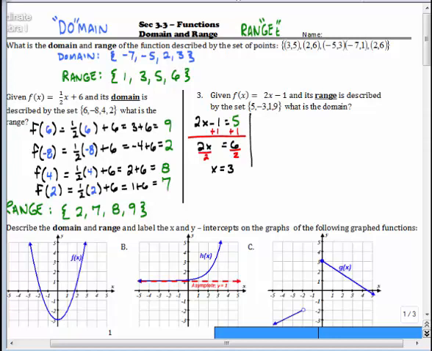Let's try that again with the next element of the range. So again, we want 2x minus 1 this time to be equal to -3. Again, we just go through and carefully solve for that. You can do that by adding 1 to both sides first, which would leave us with 2x equals -2. And then divide both sides by 2. And we find that for the domain we have x equals -1.